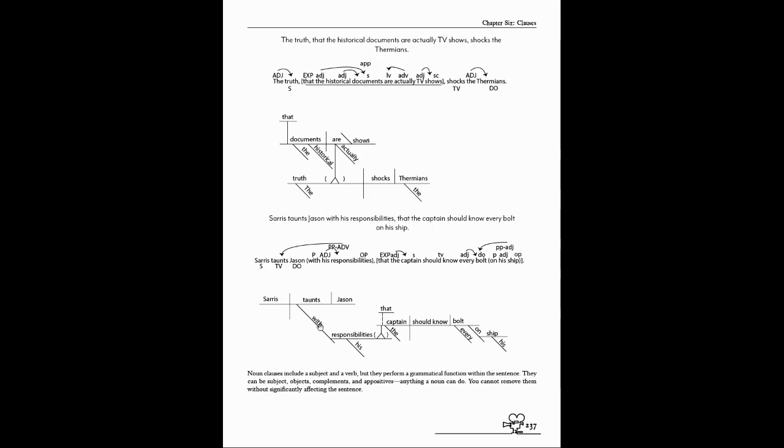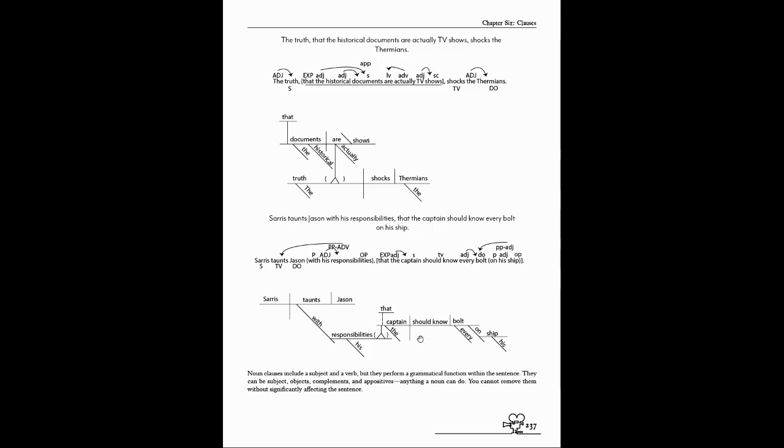All right, this one right here. So look at how much space you need. So you have a with, he taunts him with a thing. He taunts him with his responsibilities, and then his responsibilities are that the captain should know everything about his ship. And then you've got an expletive that. And that whole thing is a direct object, and it's an appositive renaming responsibilities, which is the object of a prepositional phrase.